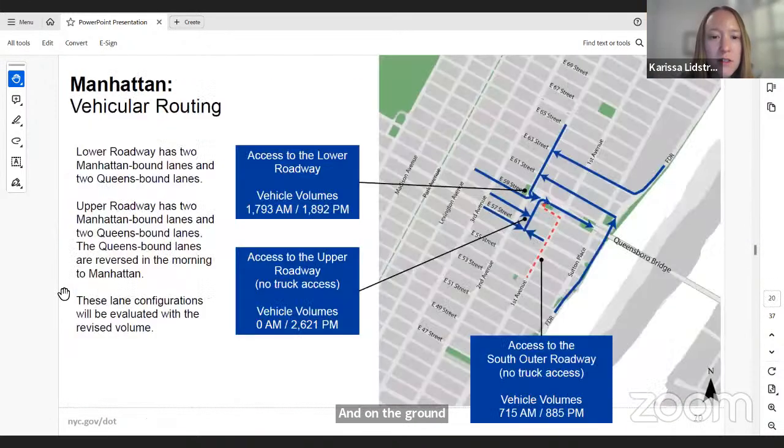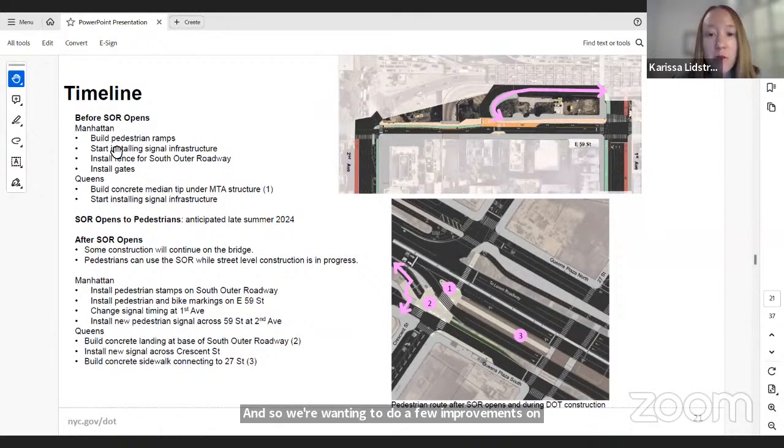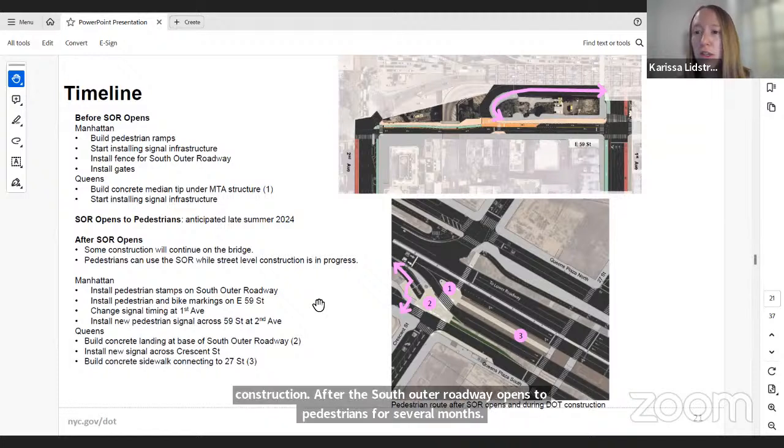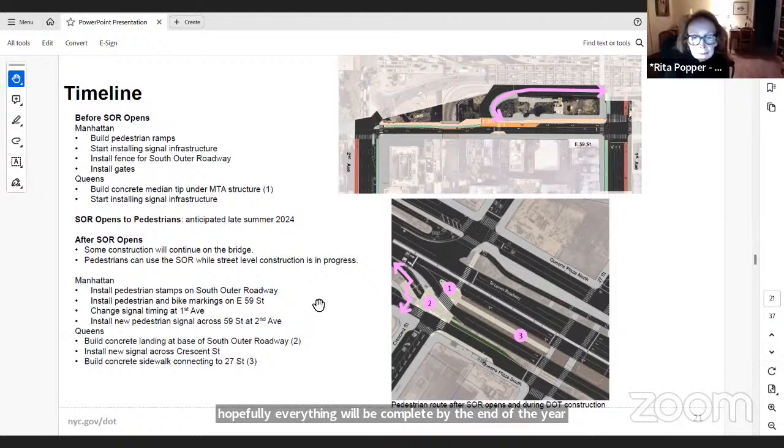All right, let me go to the timeline. So we're anticipating that the South Outer Roadway can open to pedestrians late this summer. And so we're wanting to do a few improvements on the Manhattan side before that, and then a few after. The timeline is looking at both the Manhattan and the Queens side of the bridge. And we're anticipating doing some construction after the South Outer Roadway opens to pedestrians for several months. So hopefully everything will be complete by the end of the year. Thank you. Good luck.